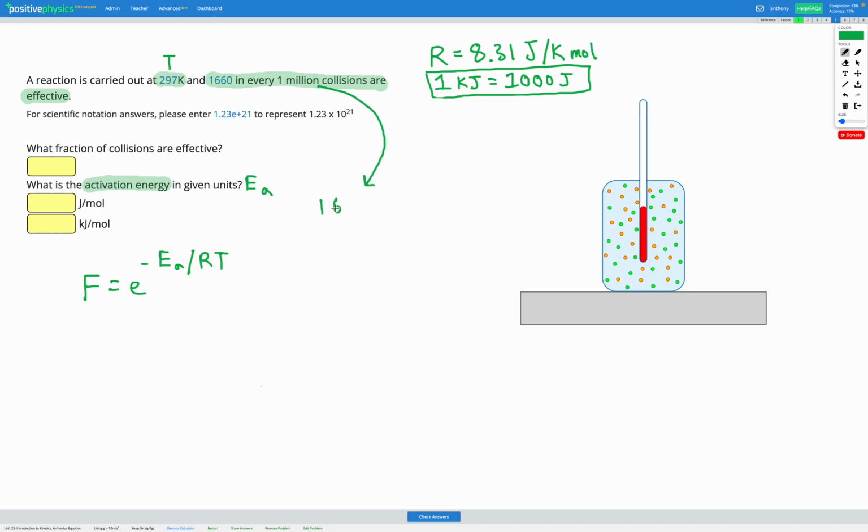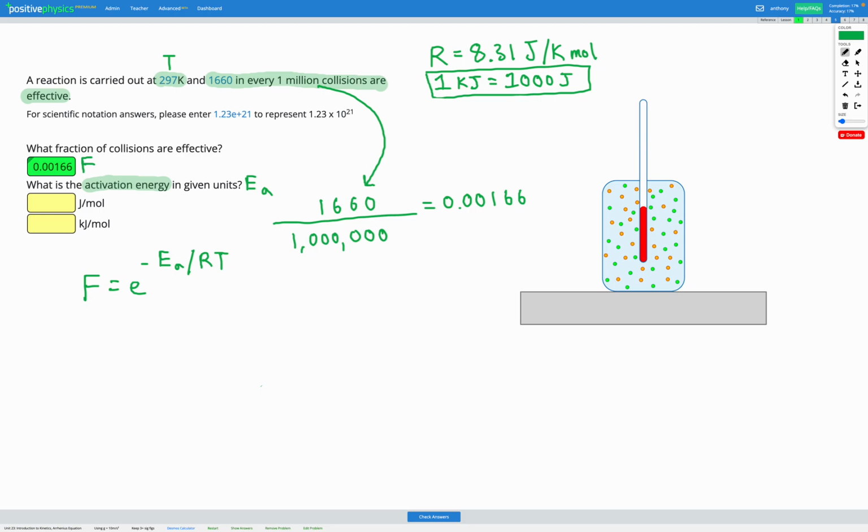So if we have 1,660 in 1 million, that's going to be our fraction. If we put that into our calculator, we're going to end up getting 0.00166 as our fraction of effective collisions. So let's check that in our answer box. Awesome. So that's our fraction of effective collisions. So there's our F. Now we have enough information to go ahead and use our equation to find the activation energy.